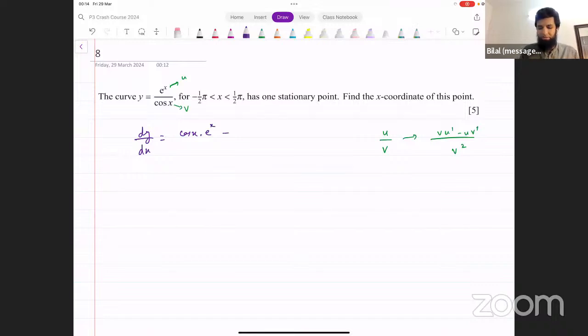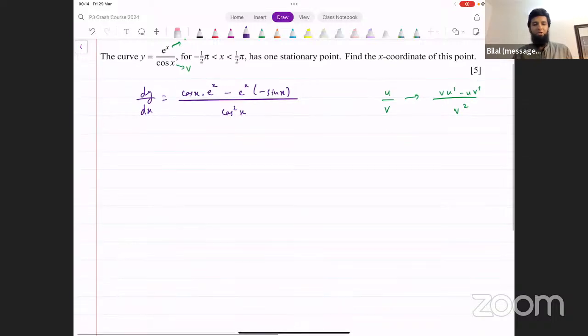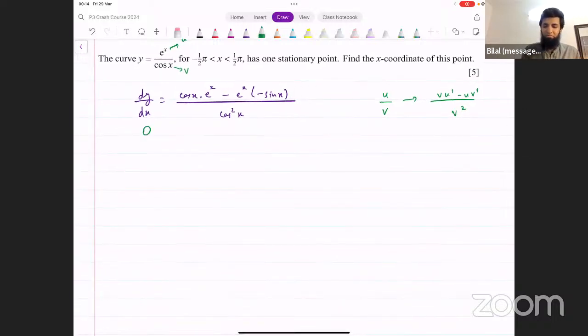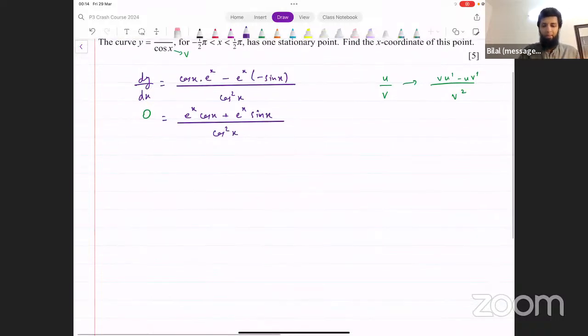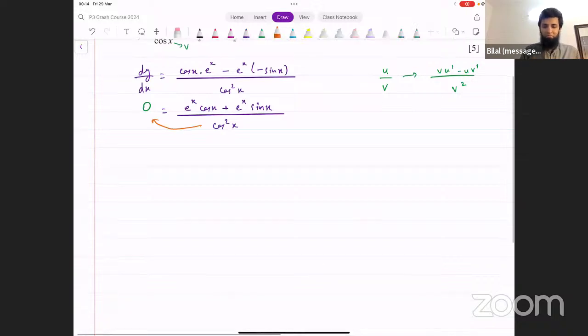Minus u as it is, which is e power x, into derivative of cos. Derivative of cos is minus sine. So it's minus sine x. In the denominator, we would have cos square x. Right? Since we're looking for a stationary point, we put this equal to 0. On the right side, we get e raised to the power x into cos x plus e raised to the power x into sine x over cos square x. Now cos square x will go to the other side and become 0. All right.